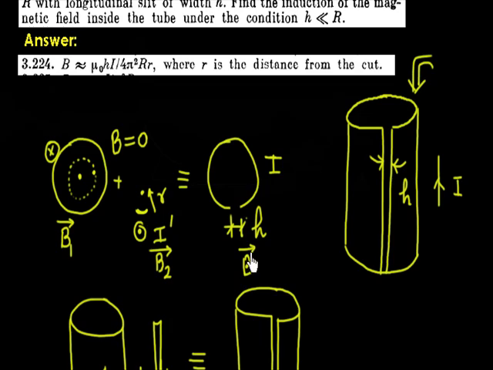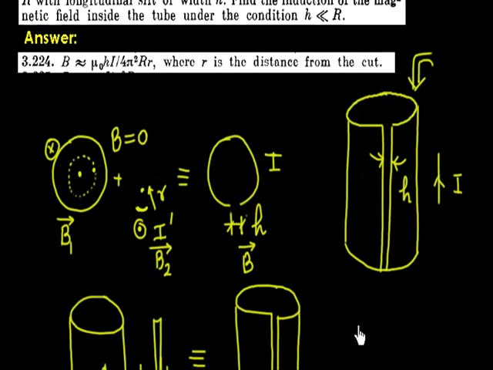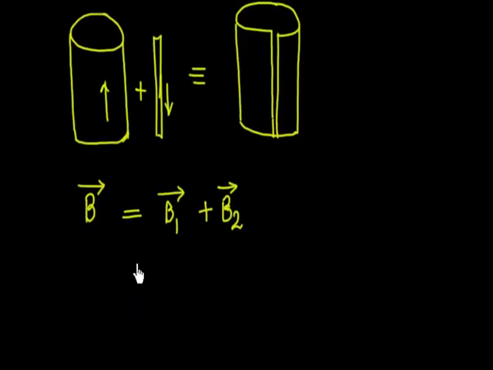Simple. Are you getting? Now B1 is 0, and what is B2? B2 is nothing but mu naught I dash by 2 pi r. r is the distance from this to any point. So now I can write, this is equal to 0 plus mu naught I dash divided by 2 pi r, and r is the distance from the slit.